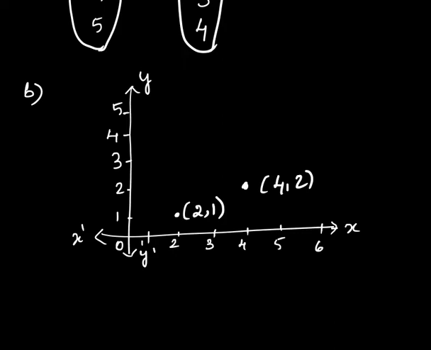So the last one is the set in roster form. So it's nothing but writing the ordered pairs. First one is (2, 1) and then you have (4, 2). So make sure that you are writing it in curly brackets.